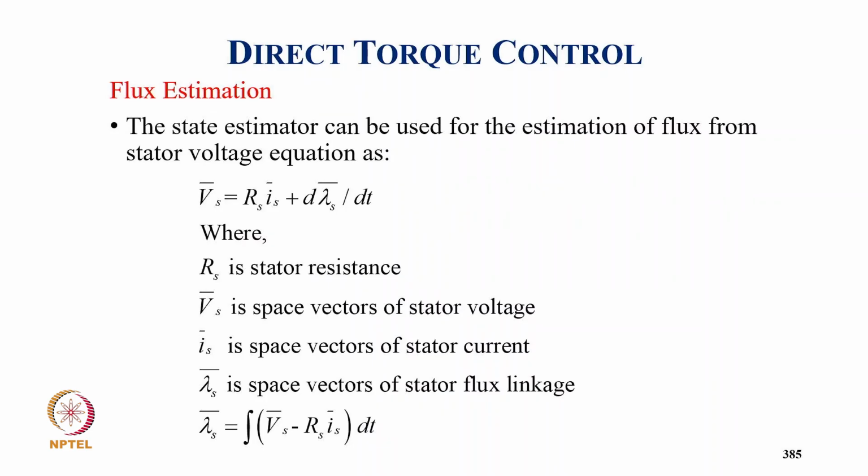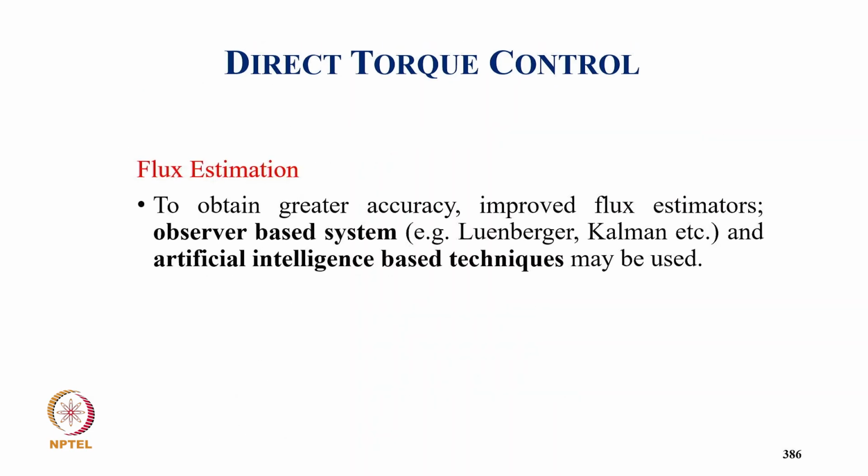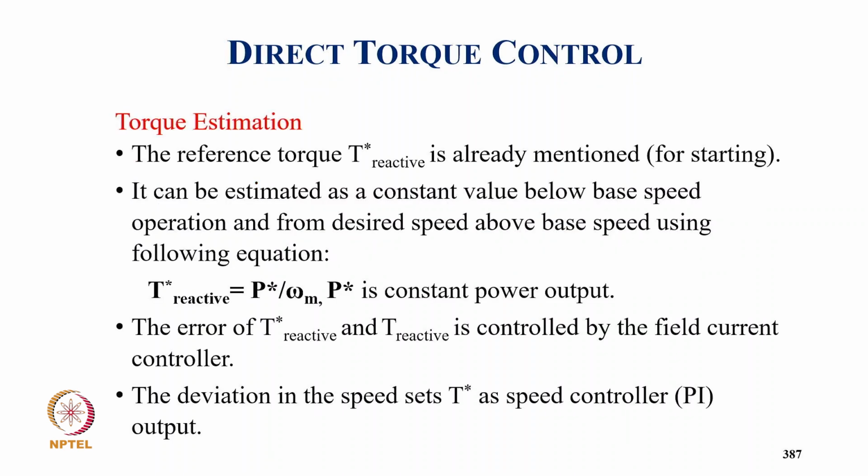So now coming to flux estimation, state estimation can be used for estimation of the flux from the stator voltage vector, Vs equal to Rs Is plus d lambda s by dt, where all parameters are defined, and lambda s equal to the integration of Vs minus Rs Is into dt. Now for flux estimation, to obtain greater accuracy, an improved flux estimator, observer based, Luenberger-Kalman filter and artificial intelligence based techniques may be used.